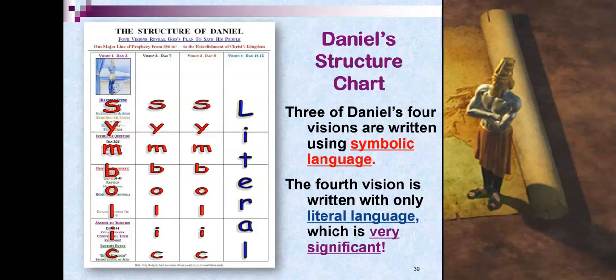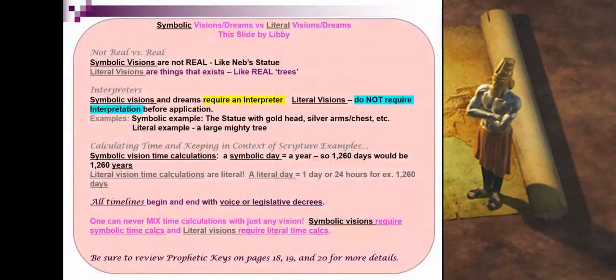Okay, thank you, Charlene. I apologize for my barking dogs. And I had put together this little slide for everyone before when we were talking about symbolic visions and dreams versus literal visions and dreams. It's probably good to review it every once in a while to keep us all on the same page and kind of cement this into our thinking. So look, the first section is not real versus real. Symbolic visions are not real, if you will, like King Nebuchadnezzar's statue.